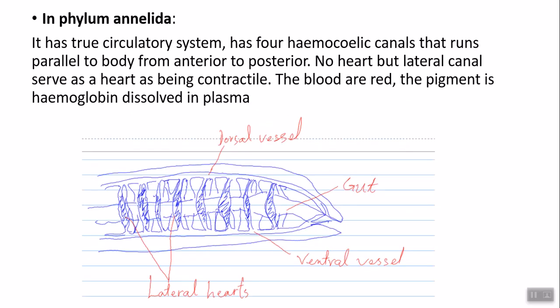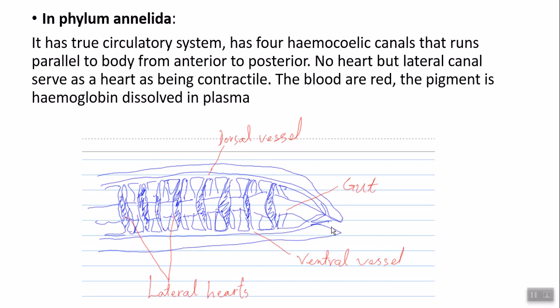Coming to the annelids, the phylum Annelida is the first group of animals which shows a true circulatory system, having hemocoelic canals that run parallel to the anterior-posterior axis. You see that there are two tubes that run side by side, and in the middle there is a somewhat bulging structure that connects to the dorsal and the lateral tubes. These are called hearts, lateral hearts, and then there is a dorsal vessel and then a ventral vessel.